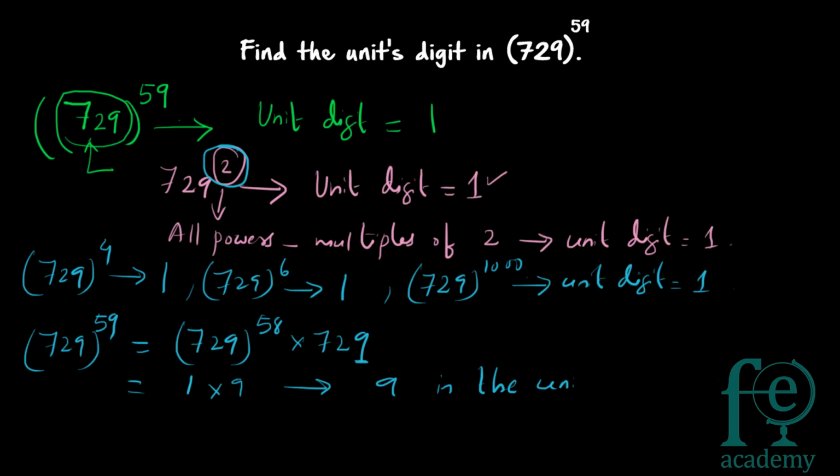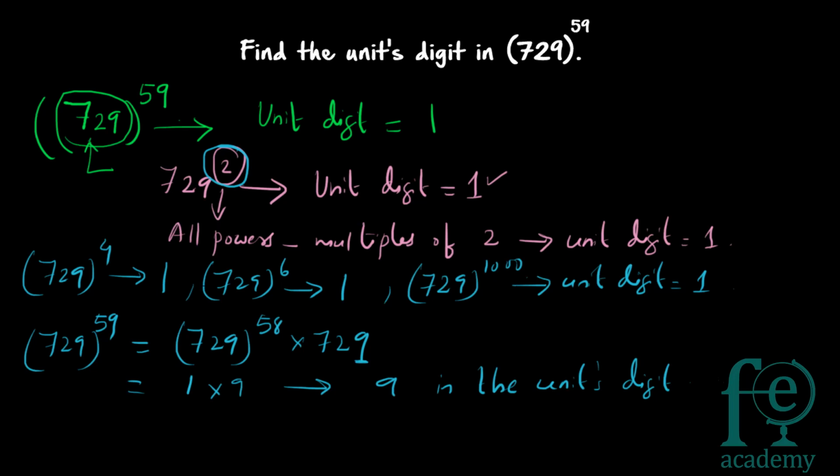Once you understand that all the even powers of 729 will give 1 in the unit digit, you can easily split up whatever question is given as an even power into 729. So the even power will have 1 in the unit digit, and that into 729 means 1 into 9, so 9 will be coming in the units digit.